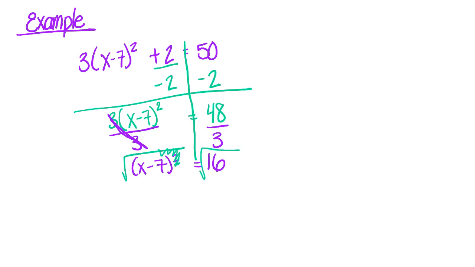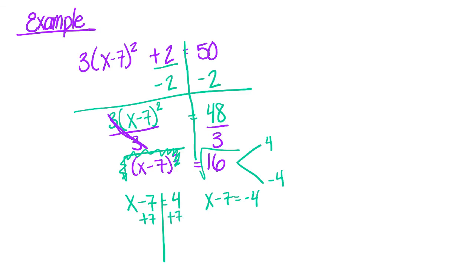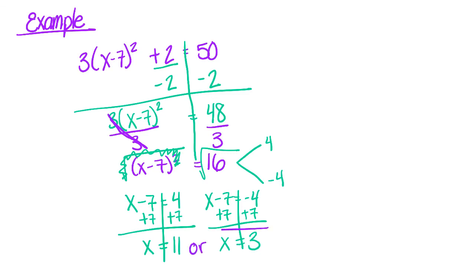That squared and the square root are going to cancel each other out, leaving us with just x minus 7. But the solution to the square root of 16 is both positive 4 and negative 4. That's going to cause us to have two equations: x minus 7 equals 4 and x minus 7 equals negative 4. When we solve this, just like we would with the zero product property, we would add 7 to both sides, giving us x equals 11, and we would add 7 over here to both sides, giving us x equaling positive 3. Here are our two possible solutions.